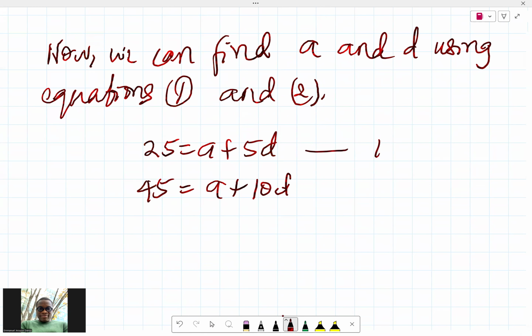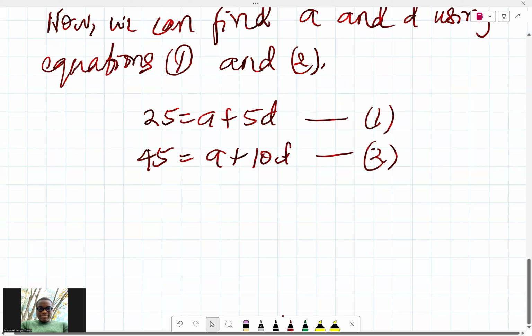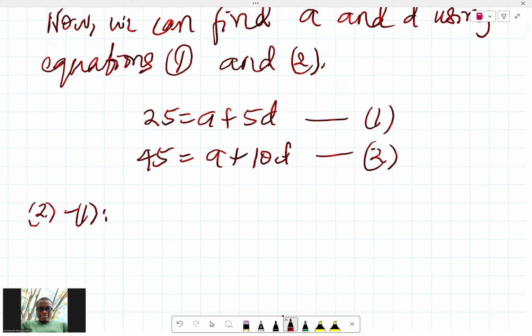So this is 1 and this is 2. So we can easily subtract. We can say equation 2 minus equation 1. We can also do 1 minus 2, but this way we won't have negative signs, but that's also still fine if that is what you want to do.